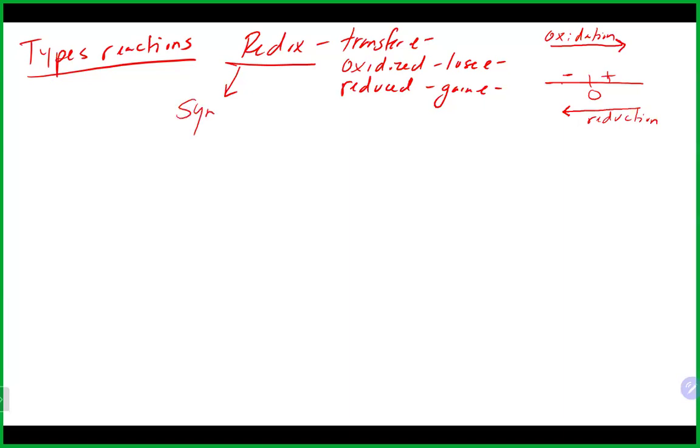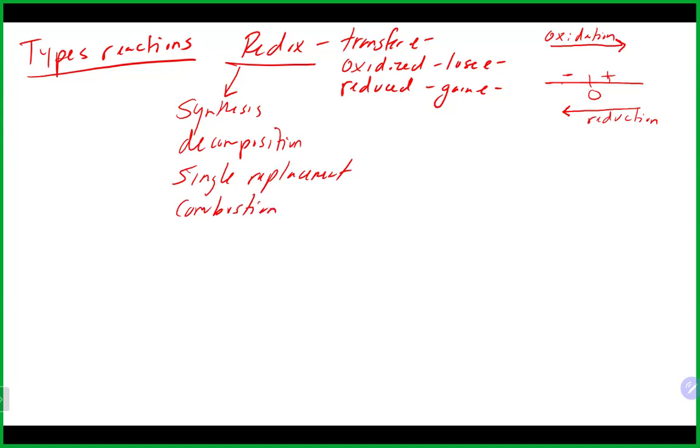Under the big redox umbrella fall more specific ways of classifying reactions. Those are your synthesis, and your decomposition falls under there. Basically, one thing makes two things, synthesis, two things make one thing. Single replacement falls under there. And combustion basically all fall under the big redox umbrella. And again, these are more specific ways you could classify really the same reaction based on what is going on.